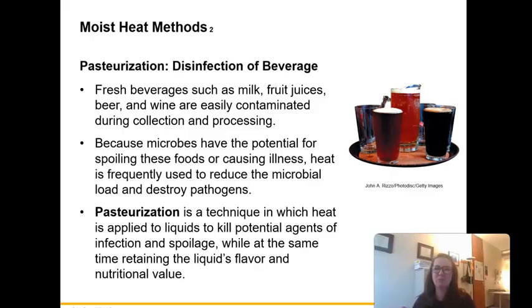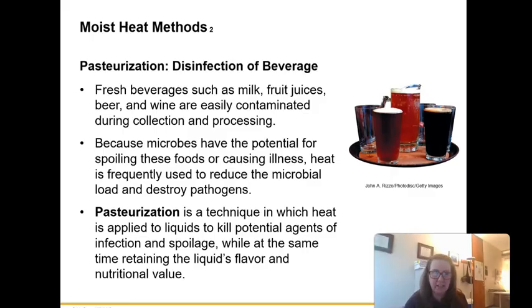So in this case with milk, some fruit juices, beer, and wine, we are going to use pasteurization. Essentially, this is a technique, if you look at the last bullet, in which heat is applied to liquids to kill potential agents of infection and spoilage, while at the same time retaining the liquid's flavor and nutritional value. So we don't want to compromise the flavor of your fruit juice or the taste of your milk, but we do need to radically reduce the amount of microorganisms on those substances.